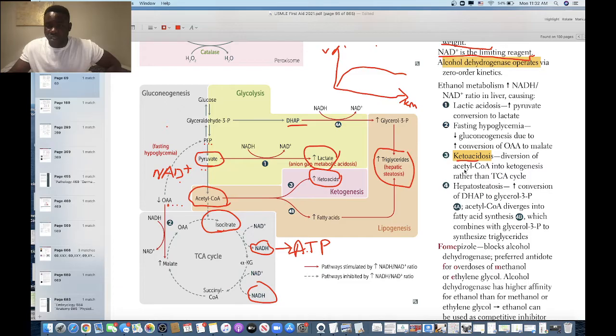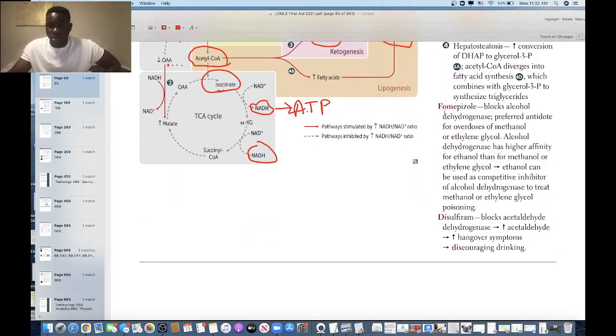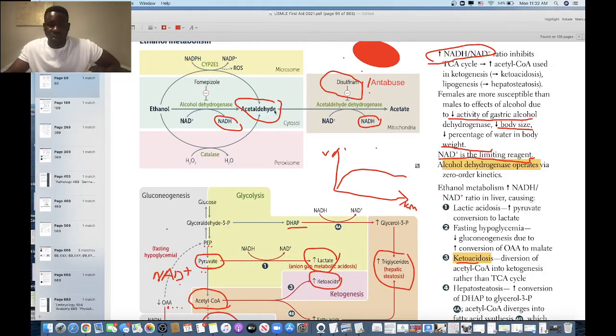Ketoacidosis, so diversion of acetyl-CoA into ketogenesis, as we saw. We've talked about that already. Also hepatic cells, we talked about it already. So this stuff is not that hard. Let's look at the fomepizole, the fomepizole that we saw over here. Let's see what they say about it.